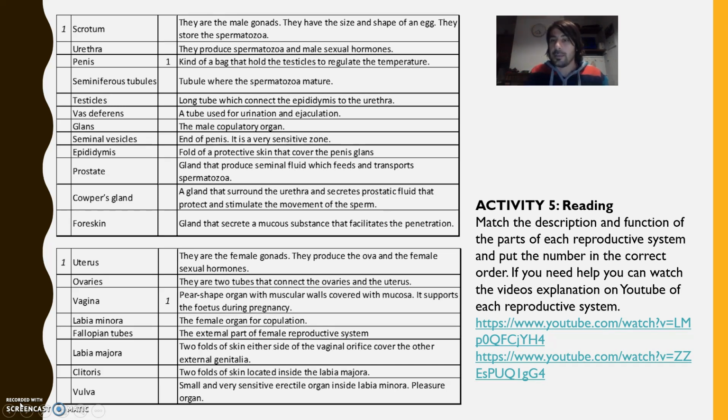Also, in this activity, there are two more videos, one for the female reproductive system and one for the male reproductive system. All these videos are to help the students understand both reproductive systems.